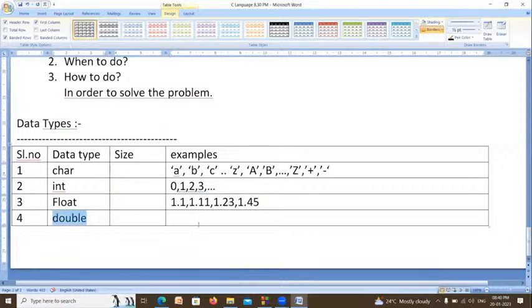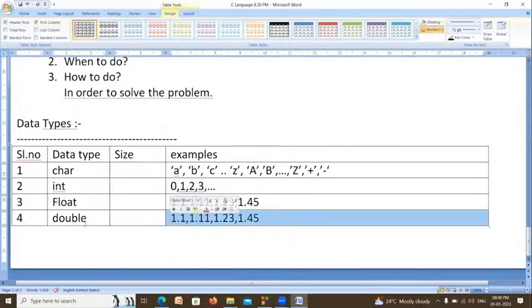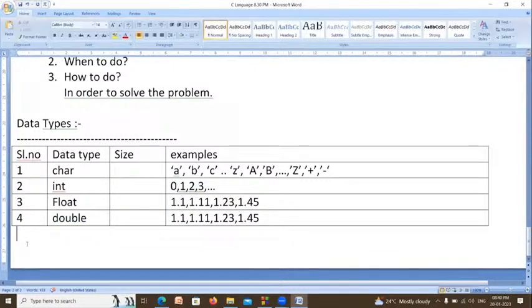Now what is double? Double is also the same. 1.1 is a float. 1.1 is a double. 1.11 is also a double. 1.23 is also a double. 1.45 is also a double. Now you may get a doubt, sir. In the previous example, you said 1.1 is a float. Now you are saying it is a double. Which is the correct one? Is it a float or a double? How to decide?